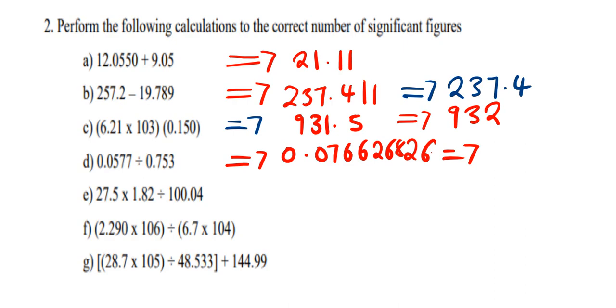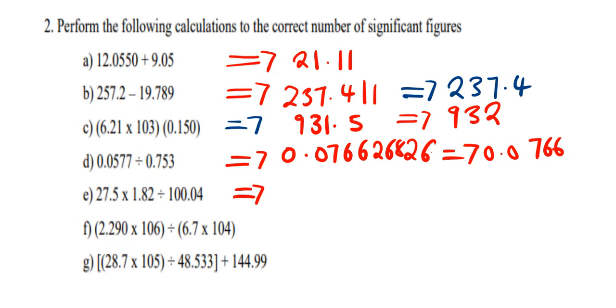So which ones are significant? We said the first zeros are just acting as placeholders. So we're going to get these 3. So we have 766. We're not changing the last 6 because the digit that follows is a 2, and it is less than 5.